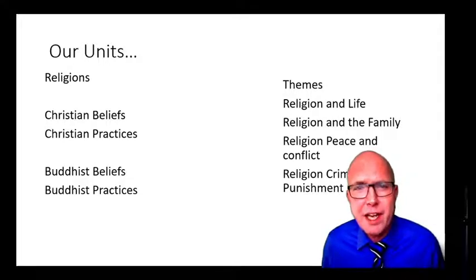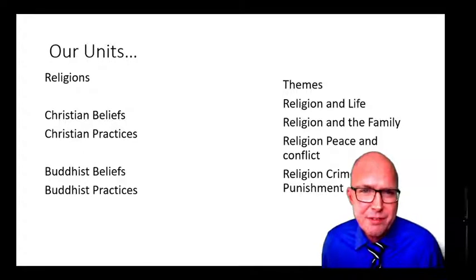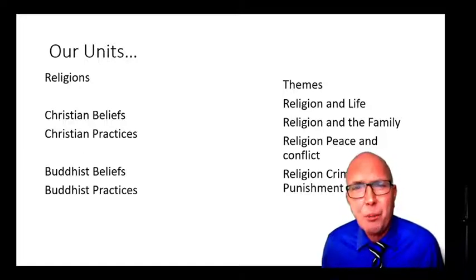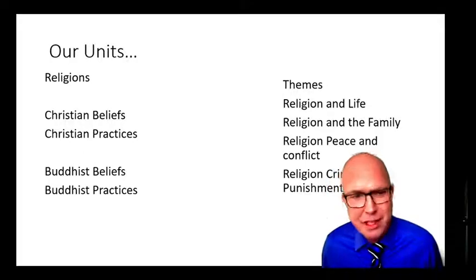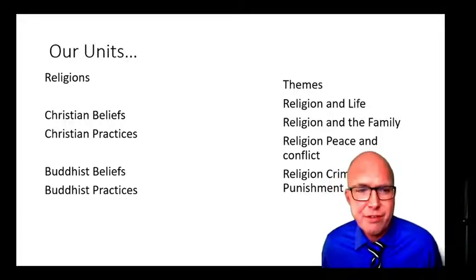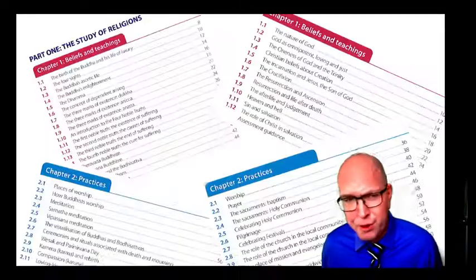So what you would be looking at: we'd study 2 religions, and the religions we'd study are Christianity and Buddhism. So half the course is the study of Christian beliefs and Buddhist beliefs and practices, and then the other half of the course is themes. All the issues that you really like to talk about and debate, they all come up in this course. So those are the themes: religion and life, religion and the family, peace and conflict, and crime and punishment.